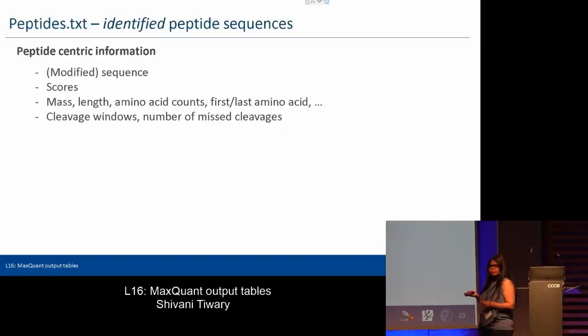So up next is the peptide table, where you get the information about the identified peptide sequences throughout the experiments. So you also get information about the modified sequence, its score, and then properties like mass, length, amino acid counts, and then first and last amino acids, its cleavage window and number of miscleavages, so that you know how your protease is working.